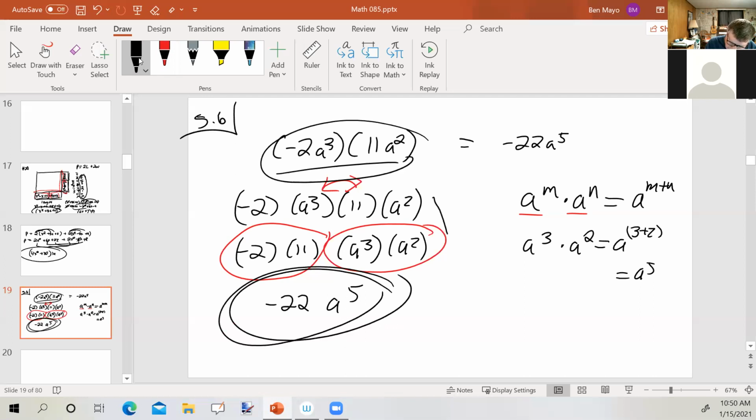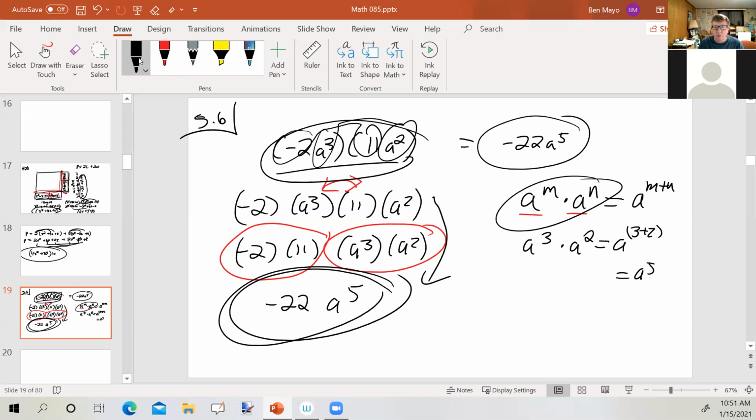But again, you don't have to write all these steps, just to understand what goes on. You can just say, oh, this times this is negative 22, and that times that, a to the fifth power. And we can't put that together any further than that. All right. Do you have any questions about this rule or anything I did there before we go on?